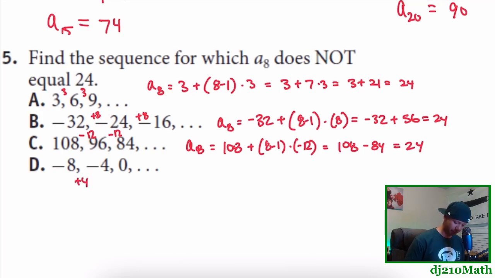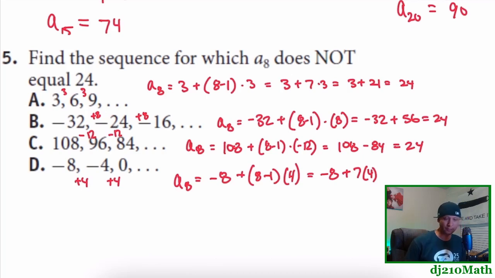All right, we're adding 4. So A sub 8 is going to be A sub 1, which is negative 8, plus 8 minus 1 times 4, times the common difference. So this is going to be negative 8 plus 7 times 4. 7 times 4 is 28. 28 minus 8 would be 20. So D is the one where A sub 8 does not equal 24.